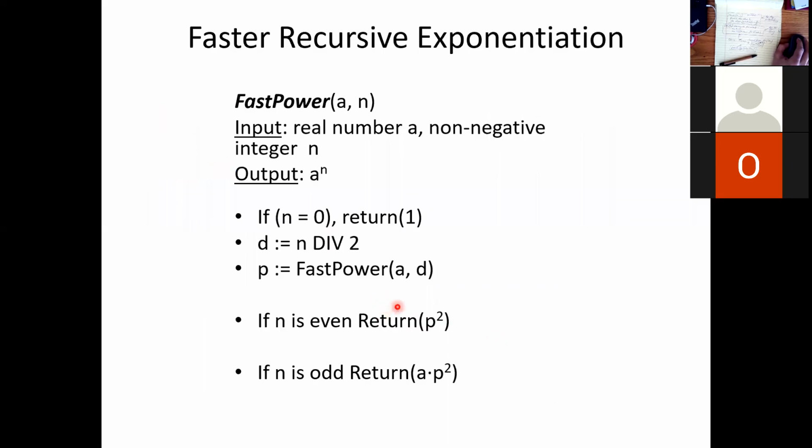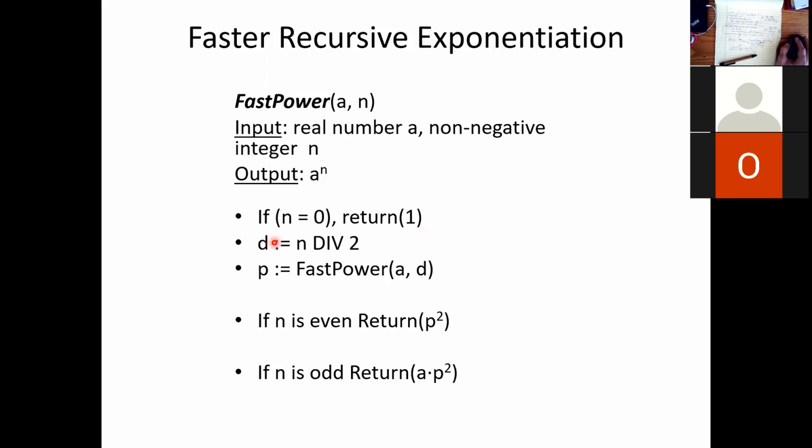So let's use it for fast recursive exponentiation. It should get us the same result. My aim is to compute the same thing on the same inputs, any base and non-negative integer exponent, but I will do this faster by using the following algorithm. If I hit the base case, n equals 0, I return the correct value as before. But my recursive step is modified.